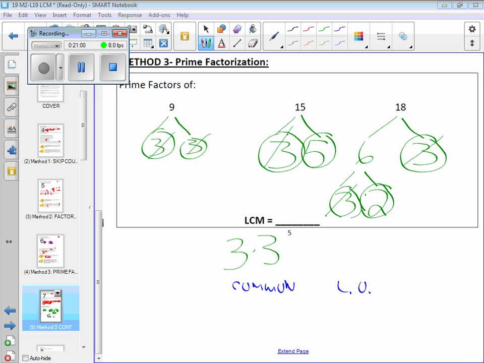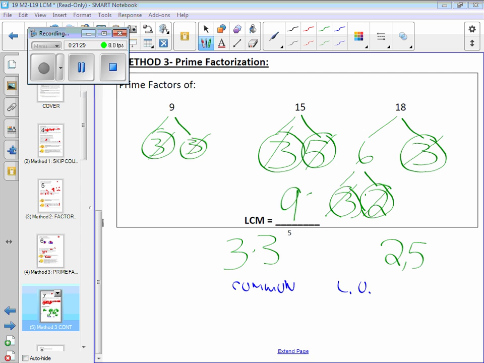The ones that are circled but not crossed out are the leftovers. List them, Nick, and as you list them, cross them out. You know you're done when everything is crossed out. Now just multiply. What's 3 times 3? 9. What's 2 times 5? 10. What's 10 times 9? 90. Bingo, that's what we got when we did skip count, 90.